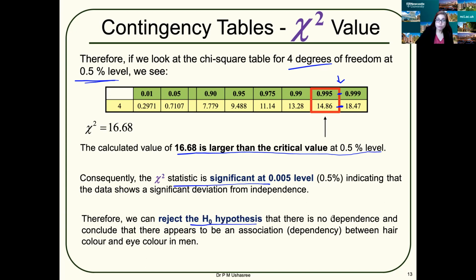And so we can conclude that there appears to be an association or dependency between the hair color and the eye color in men. Okay, so this is how you carry out a chi-square test.